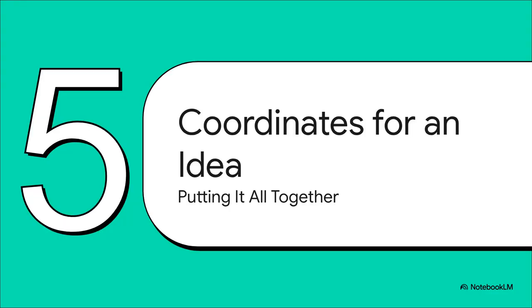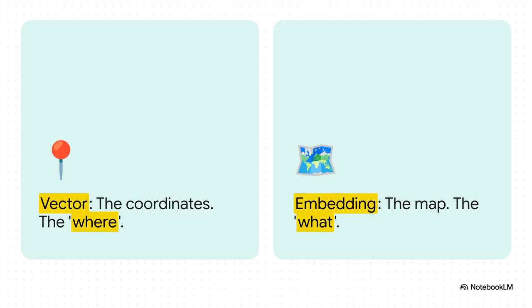All right, time to put it all together. We've cracked our 2 clues. We've got a vector, which we know is an address, and we've got an embedding, which is a map of meaning. Let's solve this thing once and for all. So here's how they connect. The vector part gives you the coordinates. That's the where. The embedding part is the map itself. That's the what. So an embedding vector isn't just a string of numbers, it's the precise address of an idea on a map of other related ideas.